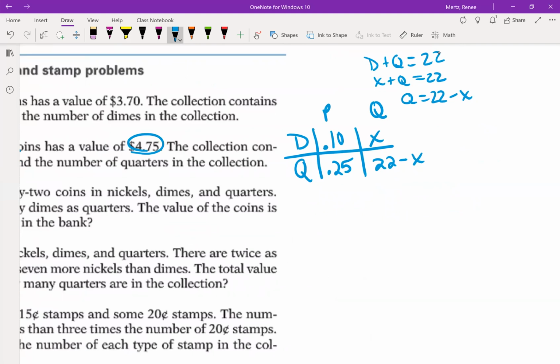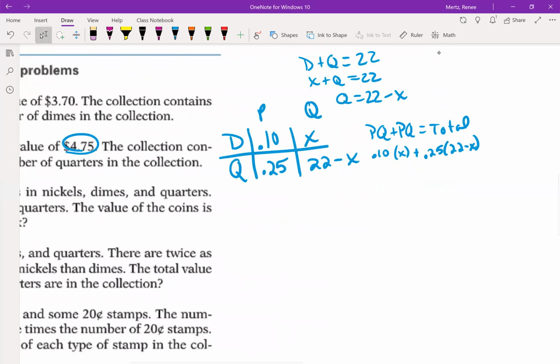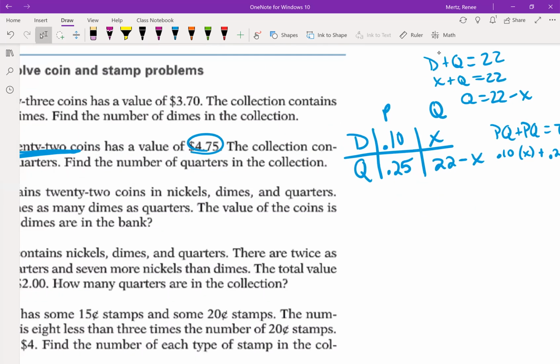I'm ready to set up. PQ plus PQ equals total. So 0.10 times x plus 0.25 times (22 minus x) equals 4.75. Distribute, solve. What did they ask for in this problem? They wanted us to find the number of quarters.